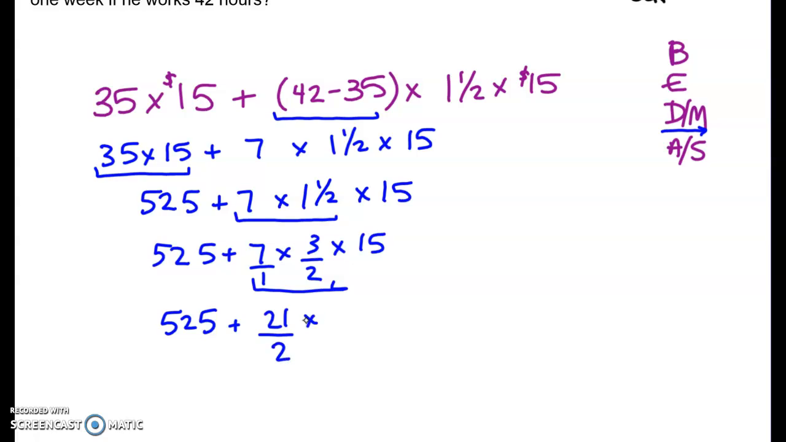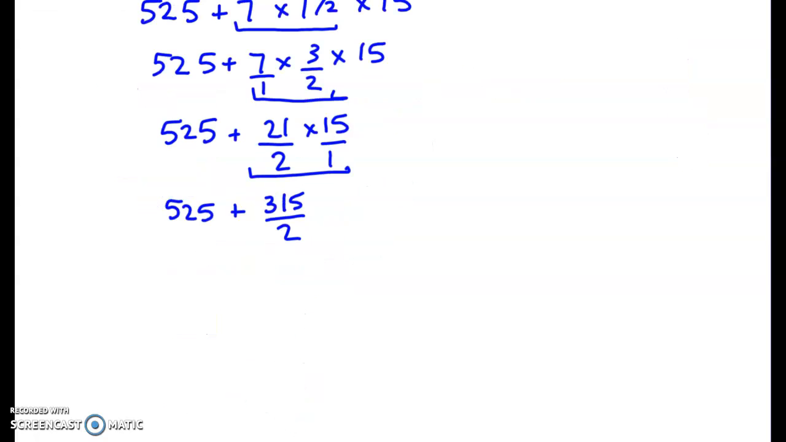Times 15. Next multiplication is here. So 525 plus numerator times numerator. Okay, that one I have to use my calculator or ask Siri. Hey Siri, what's 21 times 15? 21 times 15 is 315. Thank you, Siri. Denominator times denominator. Remember, 15 can be written over 1. It's 2. Okay, I'm going to have to move my screen down here.